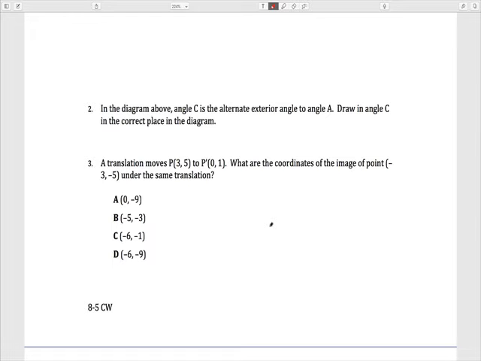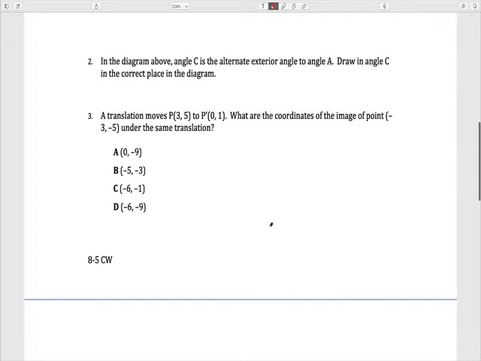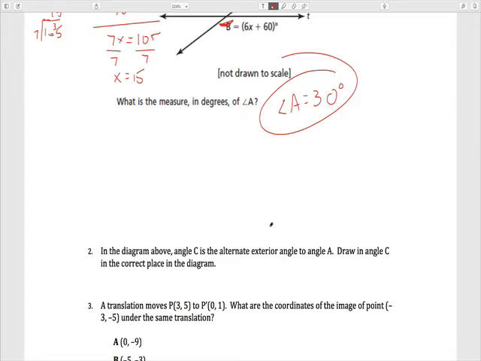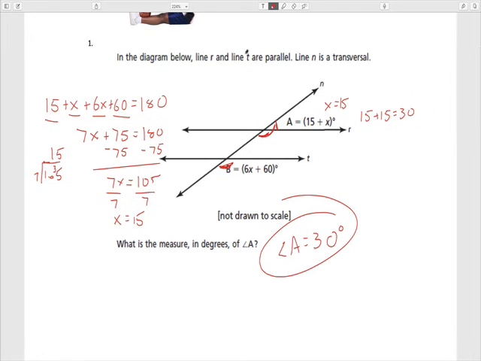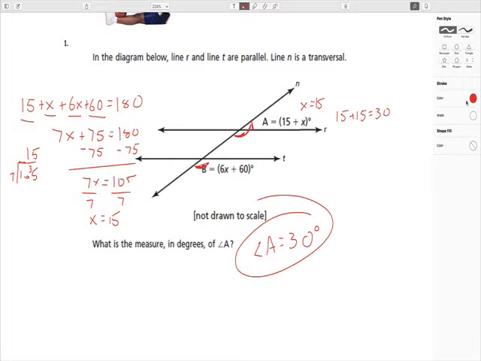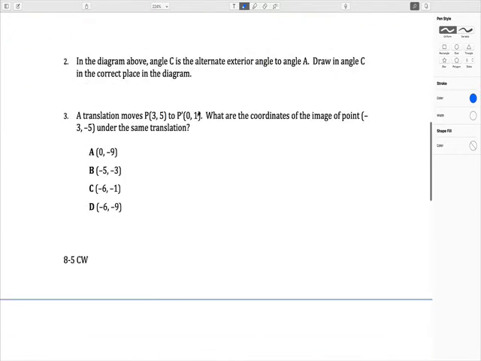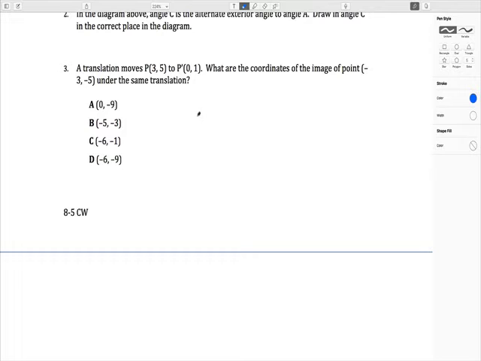In the diagram above, angle C is the alternate exterior angle to angle A. Draw the angle in the correct space. So angle C would be right here. This is angle C. It is alternate exterior, opposite and outside, and that is congruent.